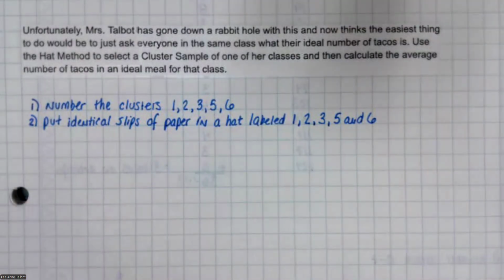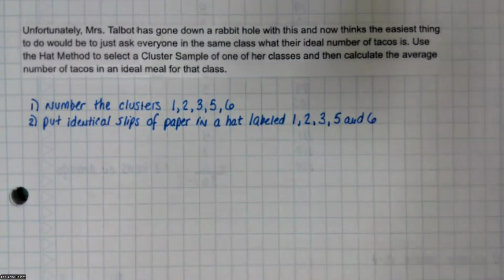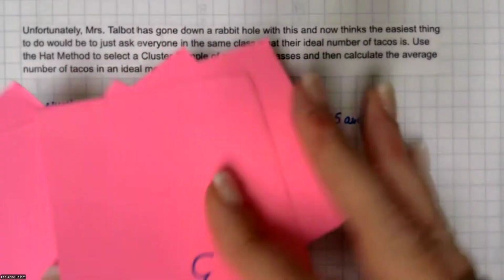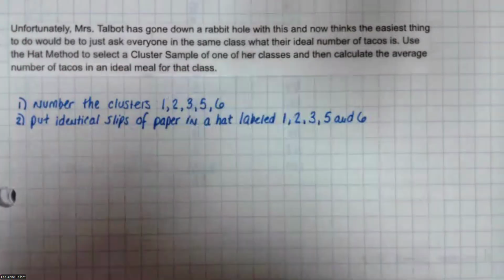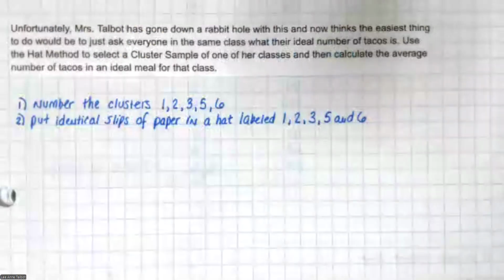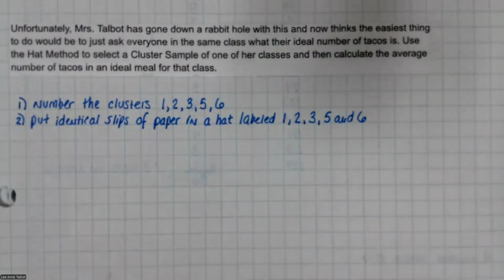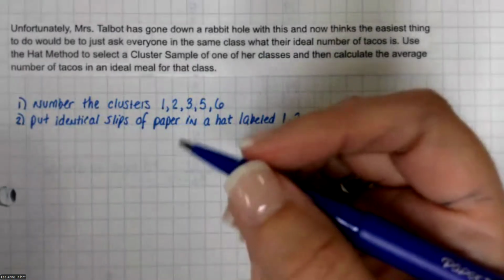Put identical slips of paper in a hat labeled 1, 2, 3, 5, and 6. Done. I saved my hat from Western Day, and I put identical slips of paper 1, 2, 3, 5. They're backwards, but you trust me?